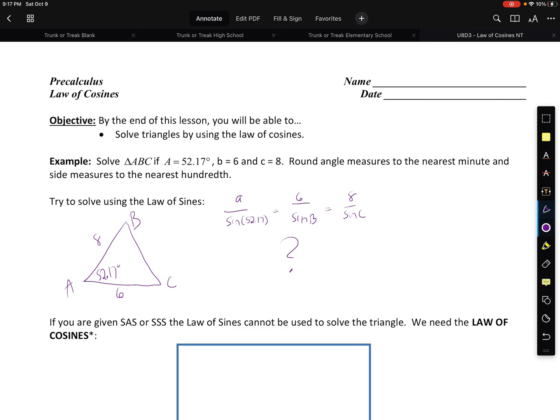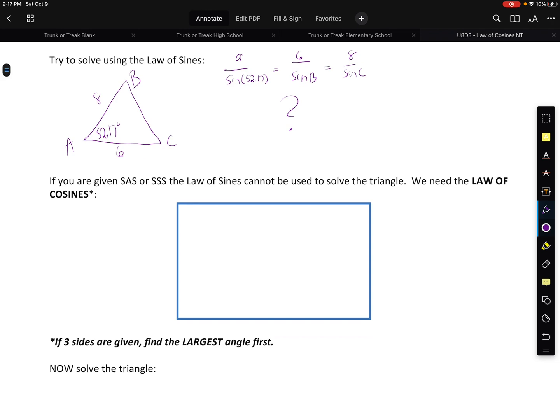We can't. We cannot solve this with law of sines because we do not have a complete ratio. So we need more info. We need more rules. Here's our rule. All right, law of cosines.